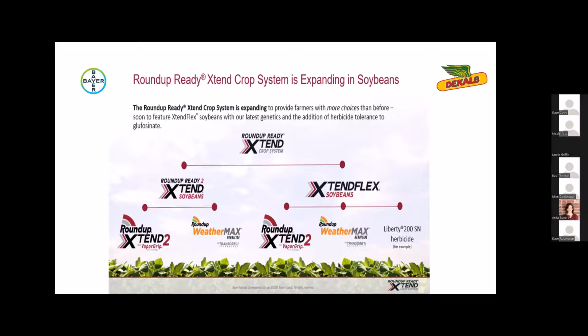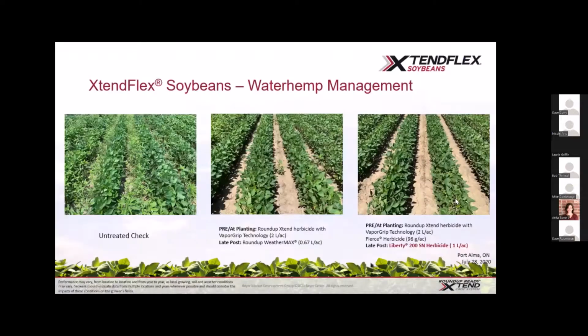The Extend Flex really is built on the success of the Roundup Ready Extend program, and then also offers that option to use Liberty herbicide as an in-crop application to control some of those later germinating weeds. We heard Mike talk about water hemp, how it continues to grow throughout the season, and that's one of the benefits that we see if we can add in another later herbicide application such as Liberty.